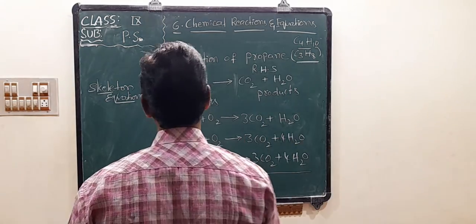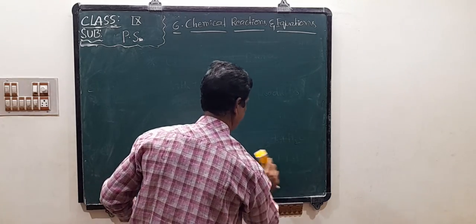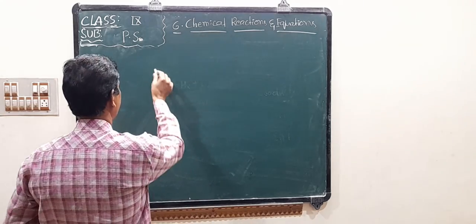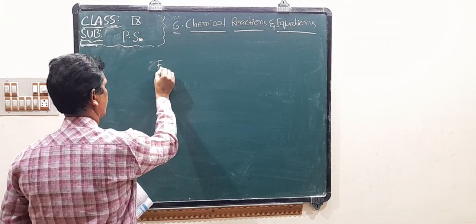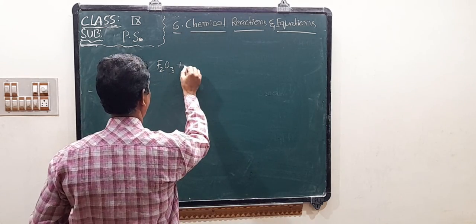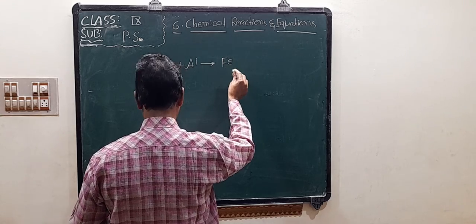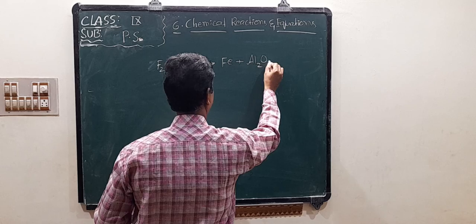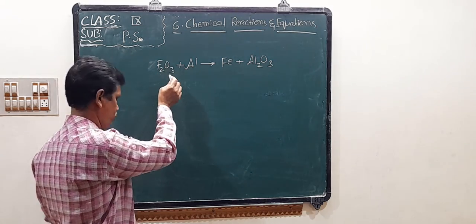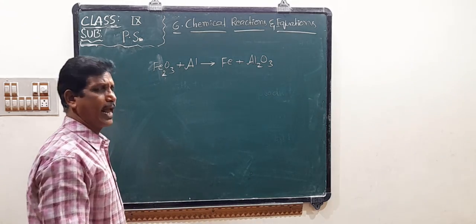The starting equation is iron oxide, Fe2O3, also called ferric trioxide, plus aluminum, Al, gives iron, Fe, plus Al2O3, aluminum trioxide.